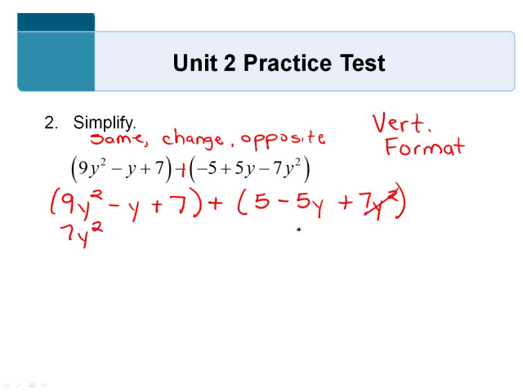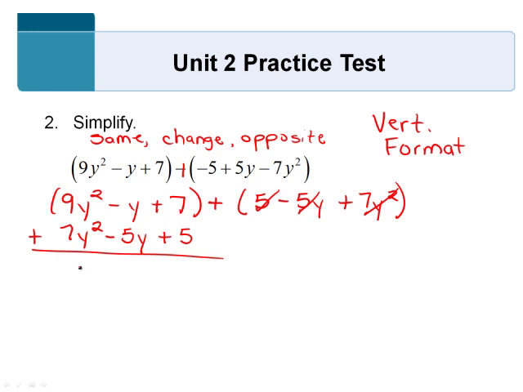Now, it's almost like we're having to work backwards on this one because of the way they put it in here. All right, so now if you look at negative 5y, that's going to go underneath the negative y. So those are like terms. They line up. And then positive 5 is going to go underneath the 7. So it's in descending order, and the like terms are on top of each other.